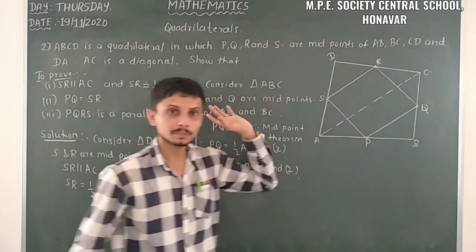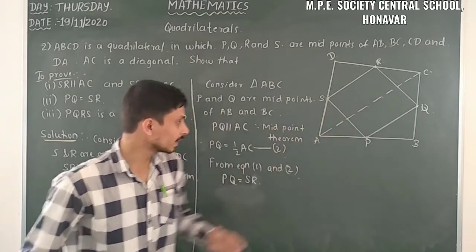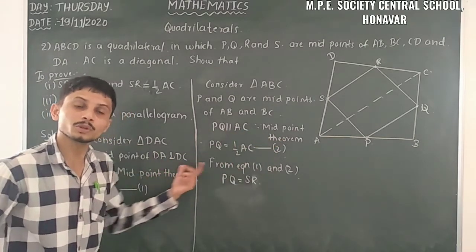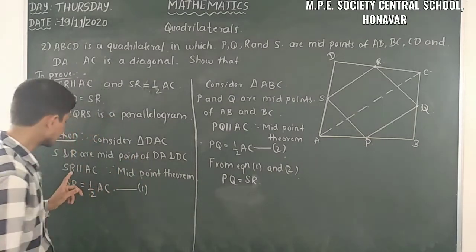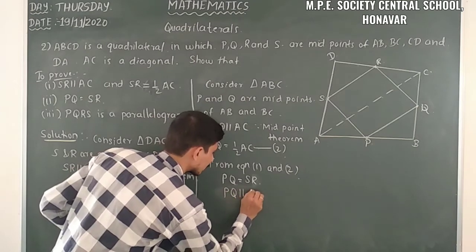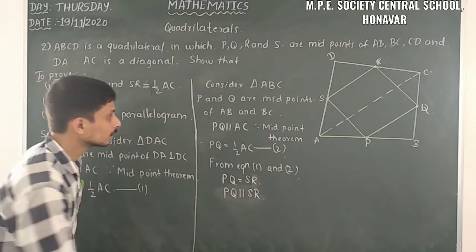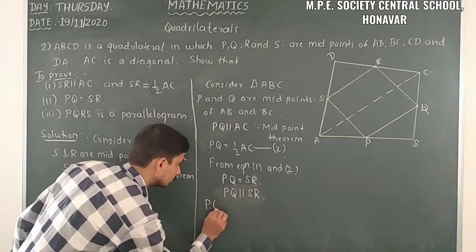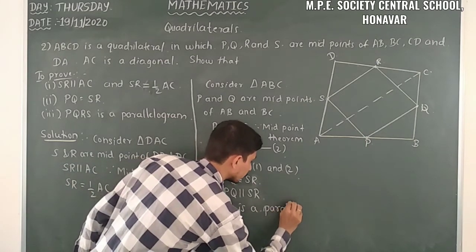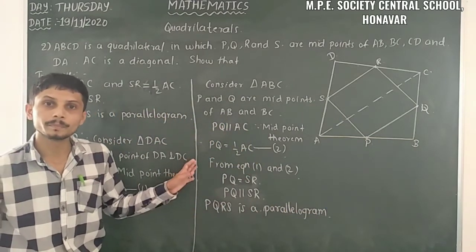Here just observe, PQ is equal to SR, which means those two opposite sides are equal. And then SR is parallel to AC and PQ is parallel to AC. So from those two equations we come to the conclusion that SR is parallel to PQ. Yes, so PQ is parallel to SR also. Then we come to the conclusion that PQRS is a parallelogram. Yes, so here too, with the help of the midpoint theorem.